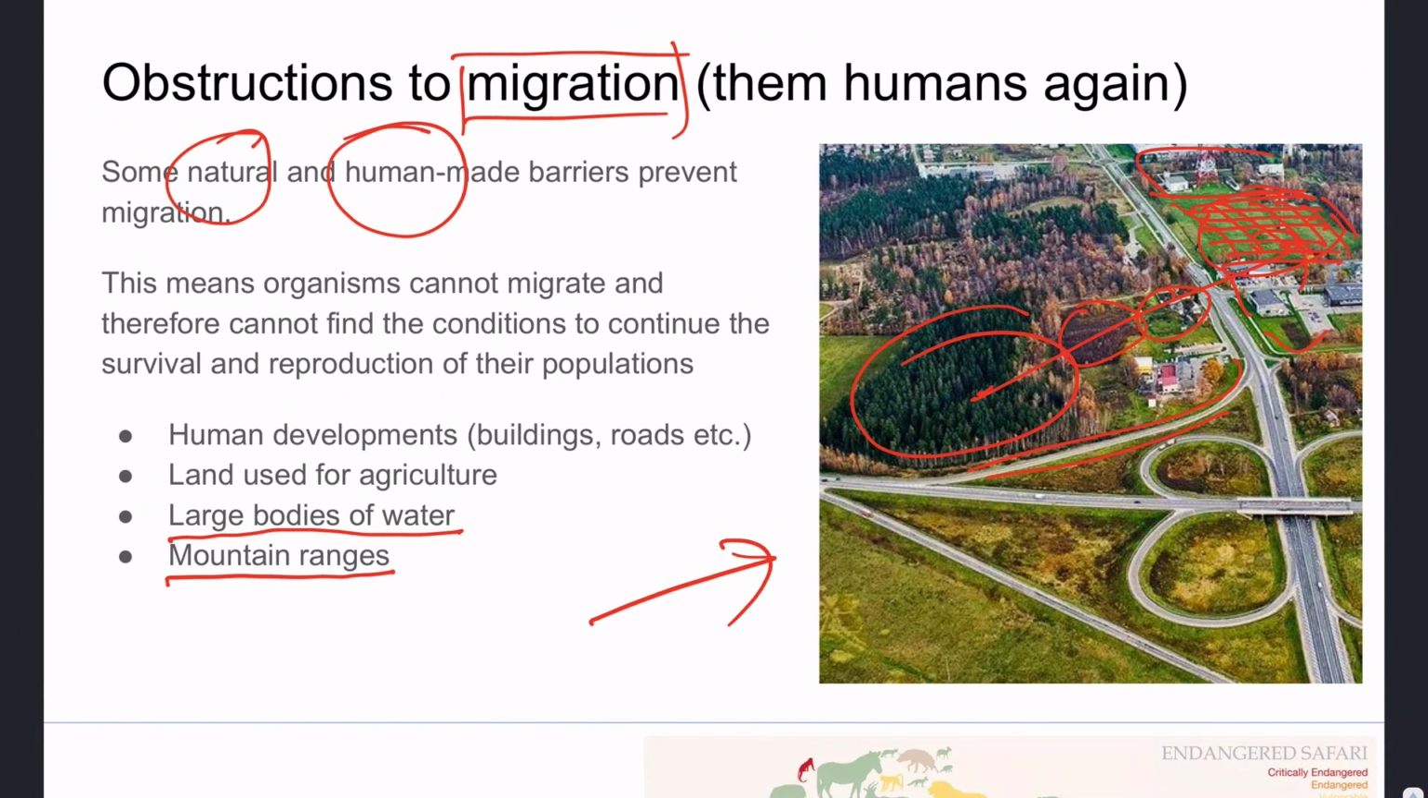Now, if that happens, the organisms are prevented from moving away from this area where the conditions are changing, either due to human impact or because of climate change. The conditions are changing, they cannot move, and so they are stuck in this place where the conditions no longer suit their adaptations. They will have a reduced chance of survival, and because of that, the population size will go down until we might get to a point where extinction might happen. Okay?